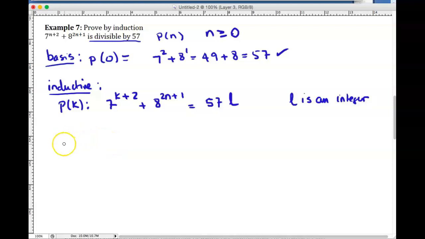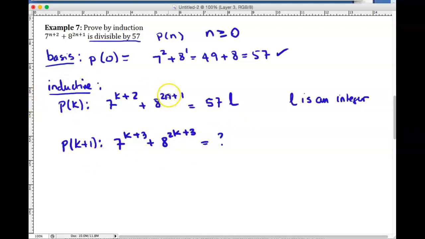All right. And then we're going to write our Pk+1 statement, which is 7^(k+1+2), which is k+3, and 8^(2(k+1)+1), which is 8^(2k+3). And we need to show that this is divisible by 57.